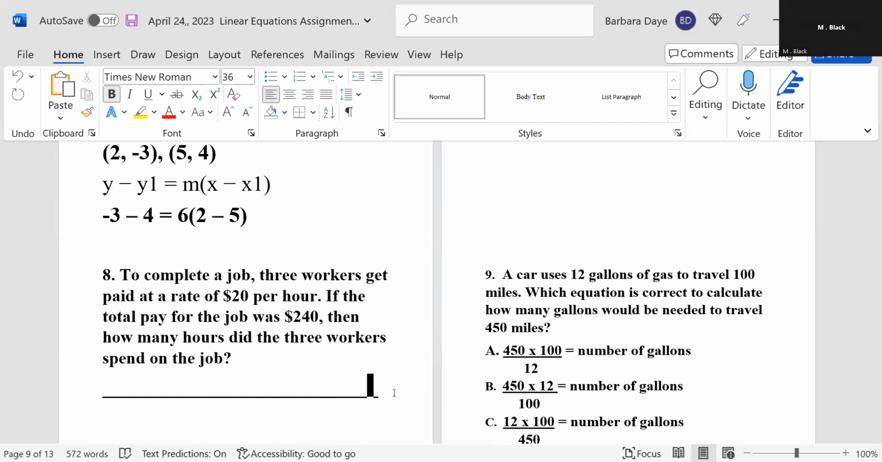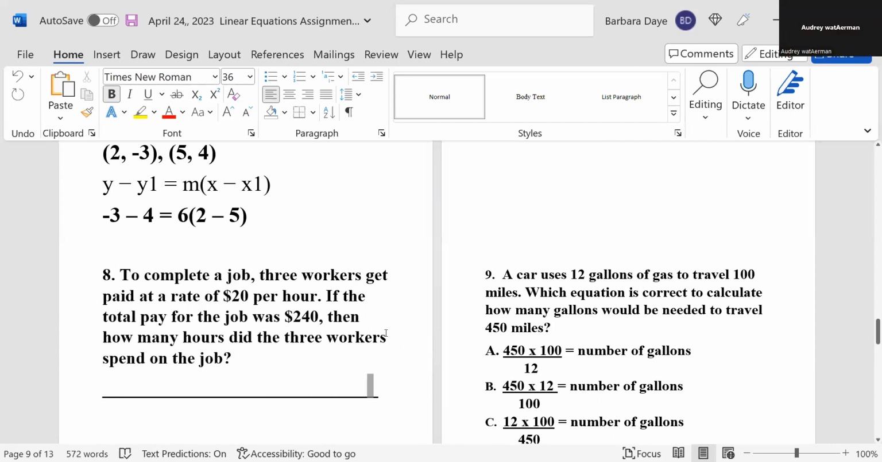Miss, this is saying 240 over 20? What are you saying, Mercedes? Are you saying we must find the three different prices for the 3 workers? No. How many hours did the 3 workers spend on the job? You're getting the hours that the 3 workers spent on the job. So 3 workers on the job could be like 3 hours, 4 hours, but that's for the 3 workers.